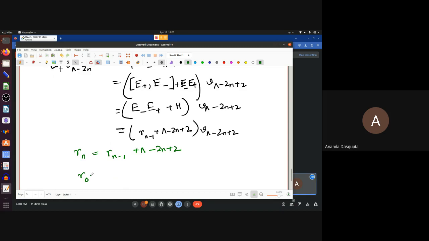So when E plus acts on V capital lambda, what do we get? We get 0. And that's actually 0 into V lambda plus 2. The number that you get, R0, is 0. So I think all of you should be able to figure out from here what Rn is. Okay?